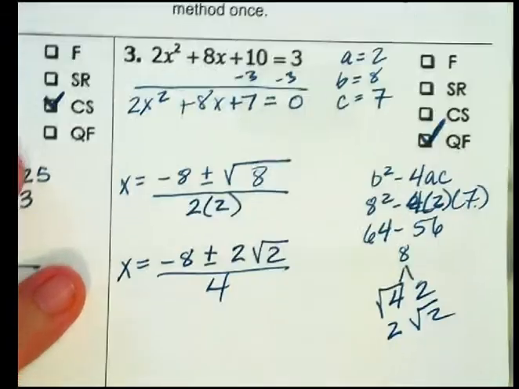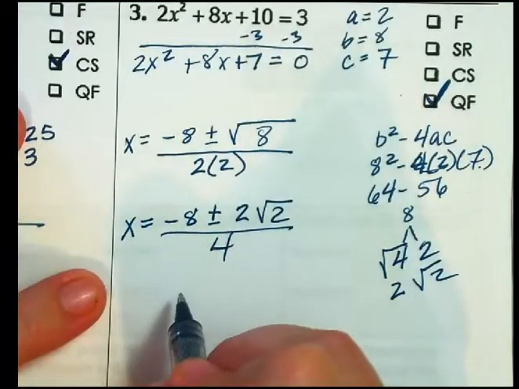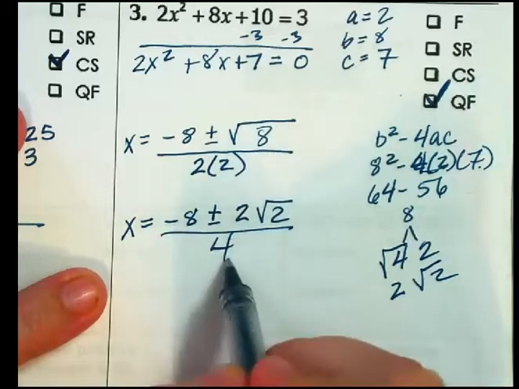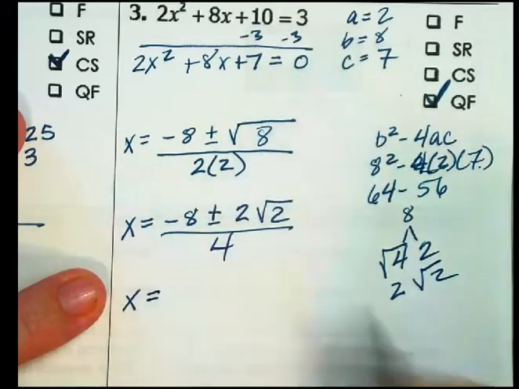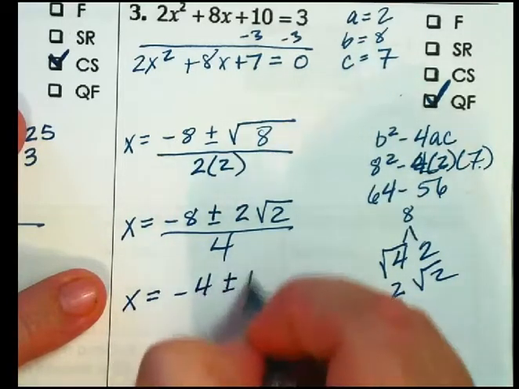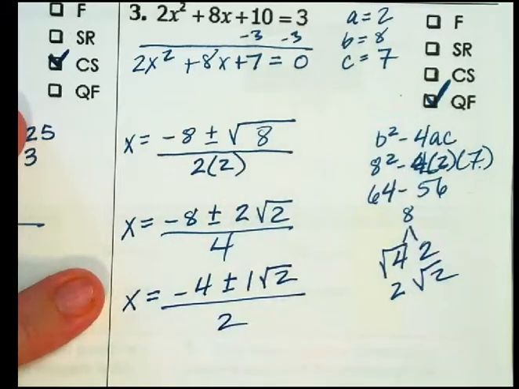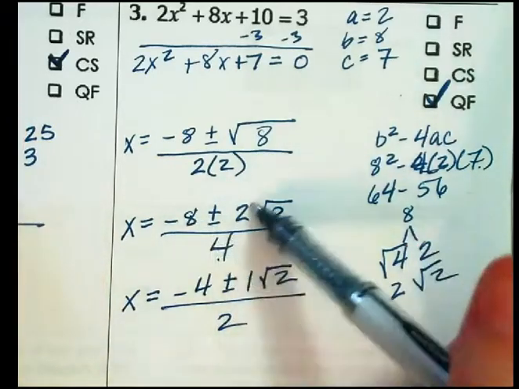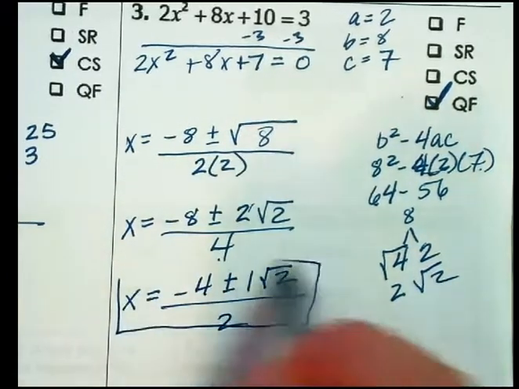And so if we need to simplify that further, 8 divided by 4 would be a 2, and 2 divided by 4 is 1/2. So let's do it this way. Negative 4 plus or minus 1 square root of 2 over 2. I just divided them both by 2, or all the numbers. And then this is simplified.